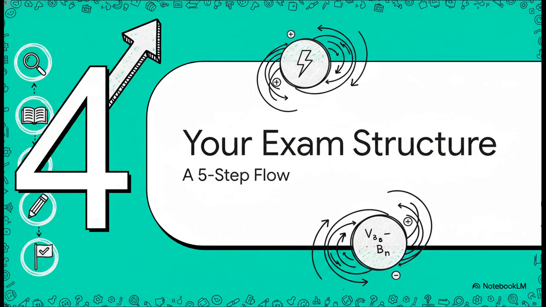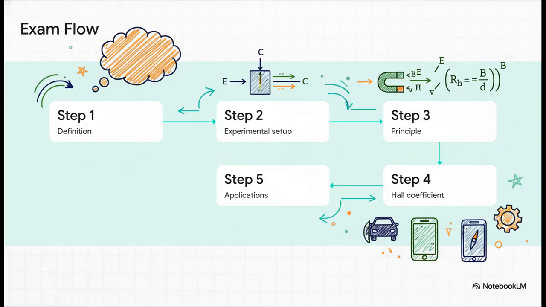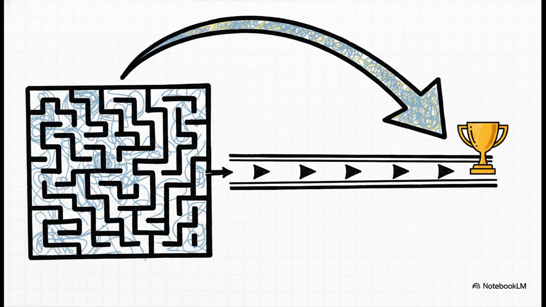To make sure you walk into that exam feeling totally confident, here's your 5-step game plan for any Hall effect question. So the second you see Hall effect on the test paper, just run through this checklist in your head. 1, nail the definition. 2, describe the setup, the XYZ thing. 3, explain the principle. Don't forget to say Lorentz force. 4, write down the Hall coefficient formula. And 5, list a couple of real-world applications. If you do that, you've covered everything. You can't go wrong. Seriously, just follow that flow.